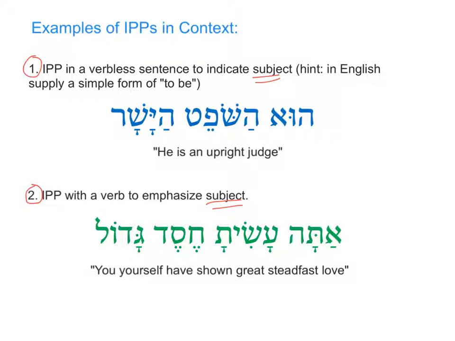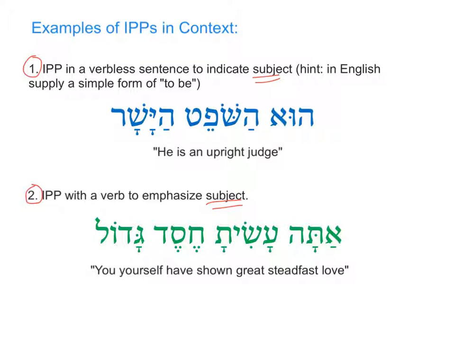So let's look at a few examples so we're not always just thinking and memorizing paradigms and vocab. What do these look like? Well, here's two that will illustrate the point. The first one here is an example of where we have an independent personal pronoun in a verbless sentence. And in that situation, it will be indicating a subject. Now, in English, as we all know, you need to have a verb in every sentence. Otherwise, it's a sentence fragment and it doesn't make sense.